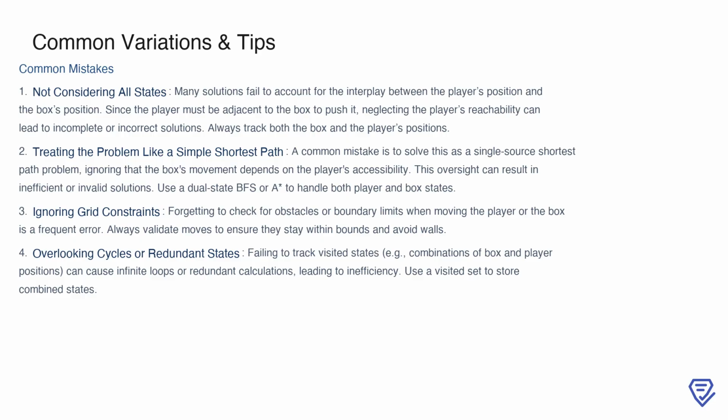Additionally, it's easy to overlook grid constraints, like obstacles or boundaries. Always ensure that moves are valid. This means staying within bounds and avoiding walls. Lastly, failing to track visited states, which represent combinations of the player's and box's positions, can lead to infinite loops or redundant calculations. To avoid this, use a visited set to store these combined states and prevent inefficiencies.